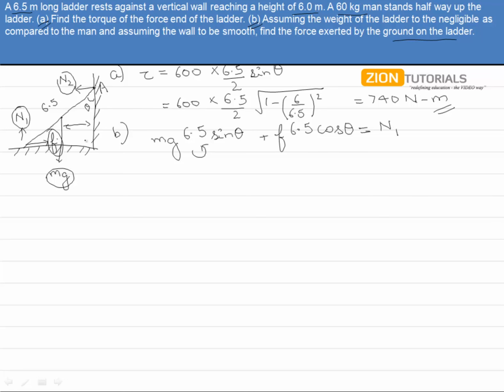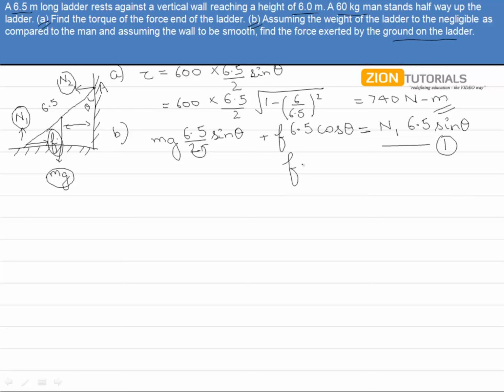N1 into the distance, and the distance is this one, which is 6.5. I'm sorry, this was 6.5 by 2 because only this much distance was to be taken, right? Here it is 6.5 sine theta, right? And marking it as equation number 1.